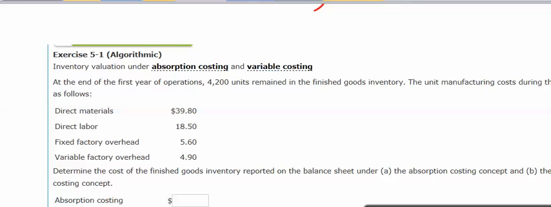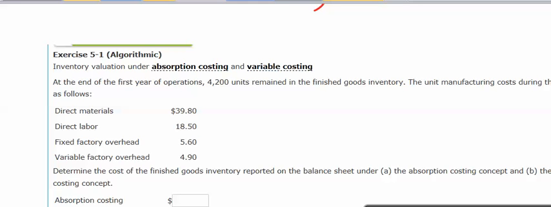So the first one I'm going to do is the absorption costing. Under the absorption costing, our fixed factory overhead will be included in the cost of the inventory. Under variable costing, it is not, because we treat it as a period expense.